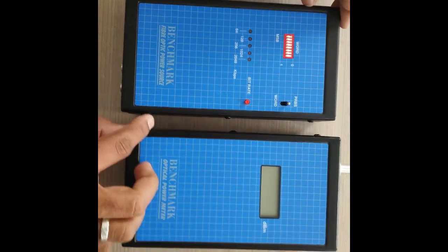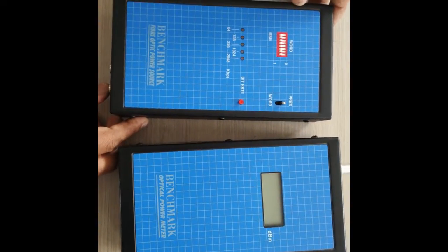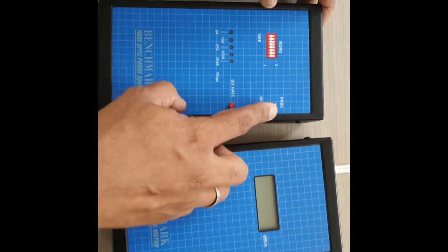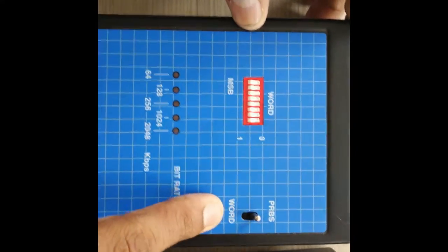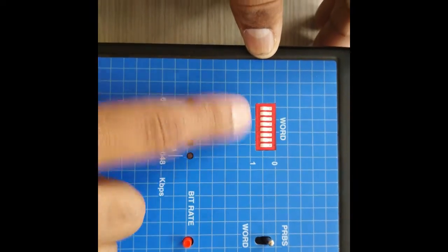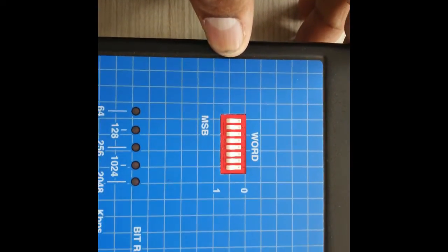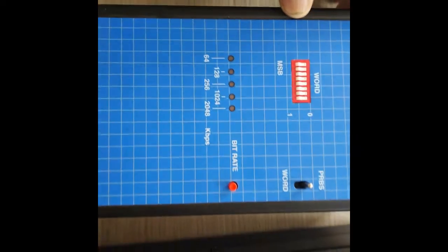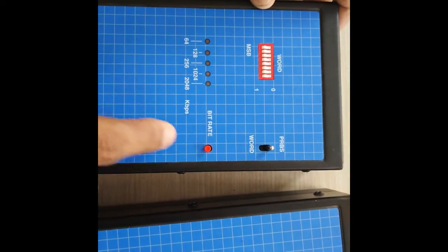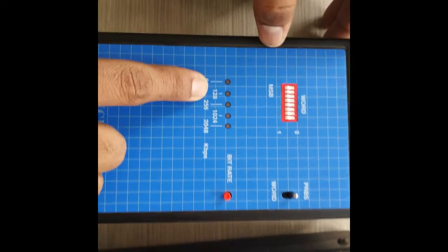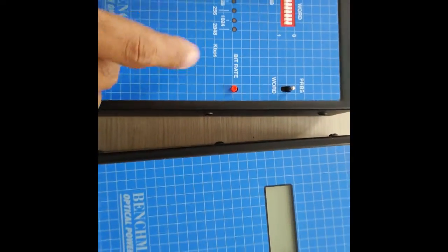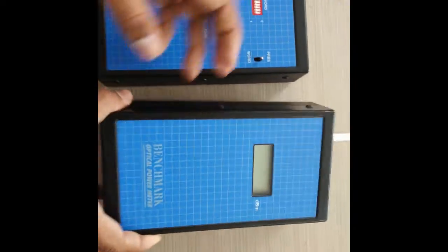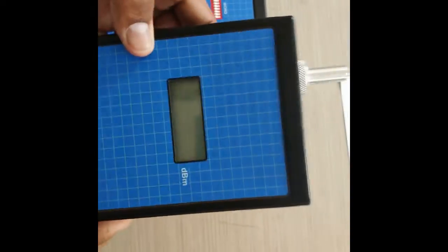And we have here our optical fiber power source. We have two different kinds of data here: pseudo random binary sequence, as well as word. We have an 8-bit word here, 1 byte, which we can transmit through this optical fiber source. We can even vary the bit rate of the source: 64, 128, up to 2048 kbps. We can vary the bit rate of the optical source, and we have here an optical power meter.